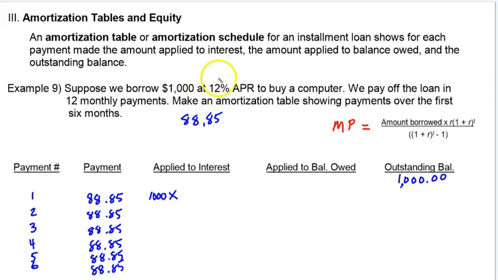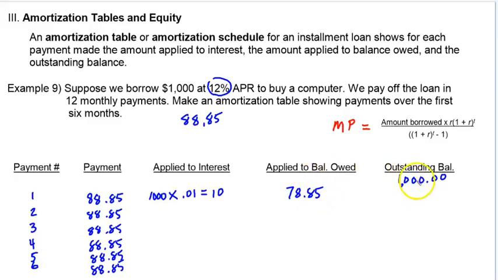times your interest rate, but instead of an annual rate, make it a period rate. In other words, what is it per month? So if you do 12% divided by 12, that's 1% each month. So 1,000 times 1% is $10. So that's how much of this payment, the $88.85, goes to interest. So the amount that's applied to the balance will be the payment minus the interest amount applied.